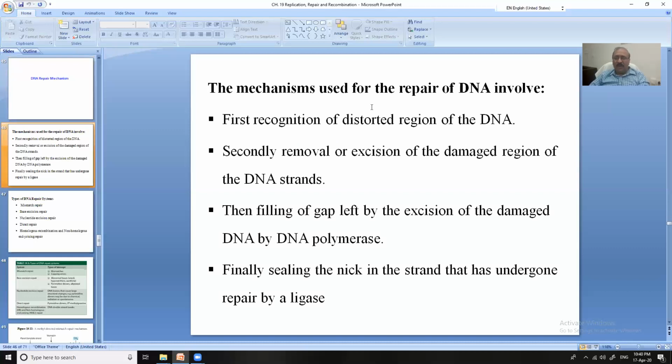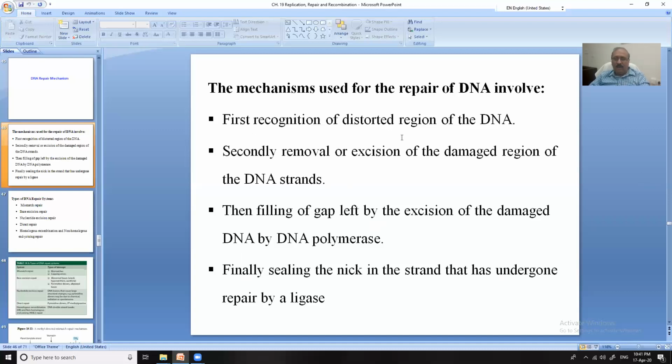The mechanism used for the repair of DNA involves first recognition of the distorted region of the DNA, meaning identification of a wrong or faulty part. Secondly, removal, or excision, of the damaged region of the DNA strand. Then filling of the gap left by excision of the damaged DNA by DNA polymerase. And finally, sealing the nick in the strand that has undergone repair by a ligase.